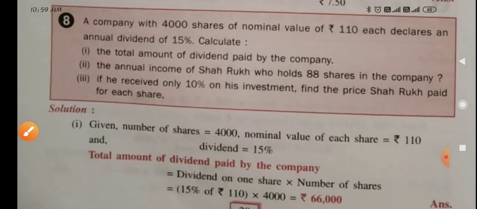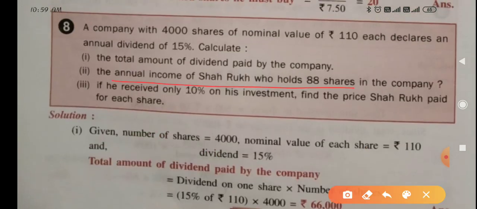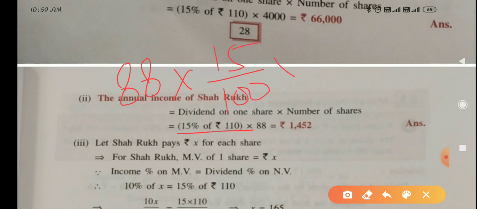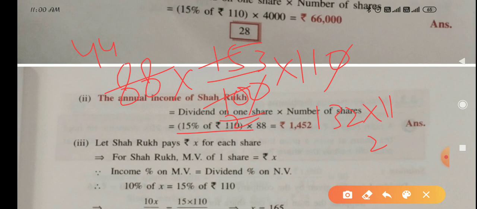Second part is, what is the second part? Annual income of Shahrukh, who holds 88 shares of the company. So Shahrukh has 88 shares. So dividend on one share is 15% of 110, like this you can take, or you can take 88 multiplied by 15 upon 100 multiplied by 110. Cancel the zeros. 5 2s are 10, 5 3s are 15, 44 multiplied by 3, 3 4s are 12, 132 into 11, 11 2s are 22, 11 3s are 33. So 1452, you can see. It is given 1452.